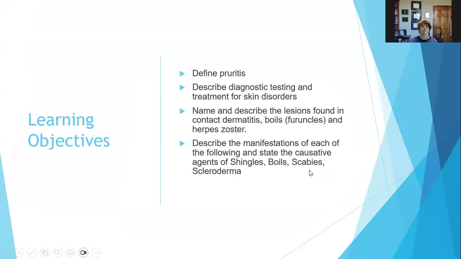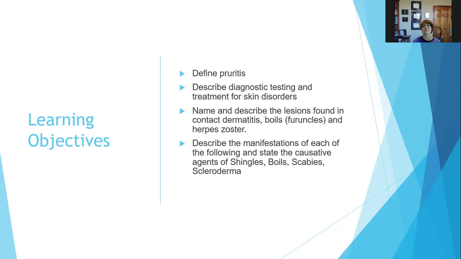So the learning objectives for this, we're going to define pruritus, even though we talked about it a little bit in the first lecture. We're going to talk about diagnostic testing and treatment for skin disorders. We're going to name and describe common lesions found with particular disorders of dermatitis, boils, and herpes zoster. And the boils and herpes zoster part, we're going to talk more about in the infection chapter, because that's what those are. And furuncles is the official word for boils, and I just think that's such a weird 14th century word. I don't know why it's persisted, but I guess it has.